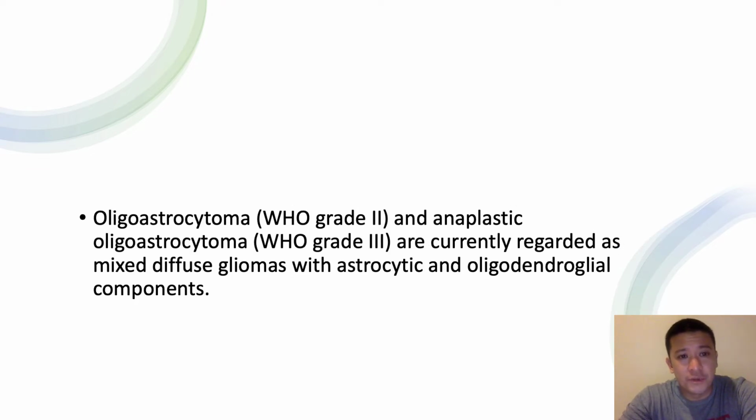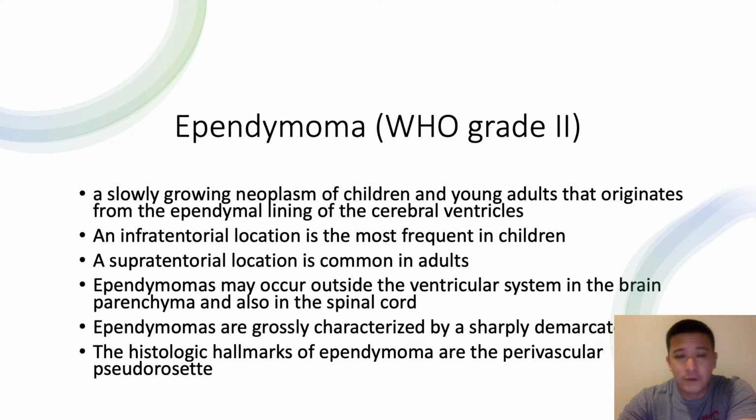Oligoastrocytoma WHO grade 2 and anaplastic oligoastrocytoma WHO grade 3 are currently regarded as mixed diffuse gliomas with astrocytic and oligodendroglial components. So ependymoma, which is classified as WHO grade 2, is a slow-growing neoplasm of children and young adults that originates from the ependymal lining of cerebral ventricles.